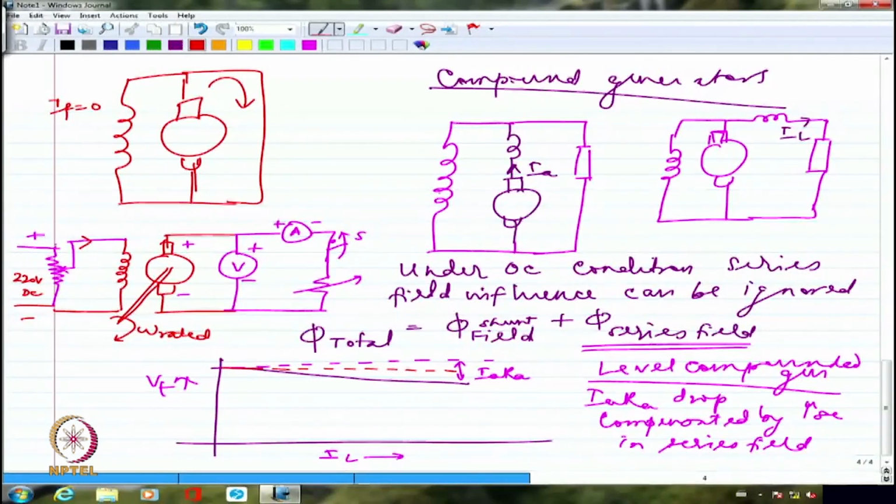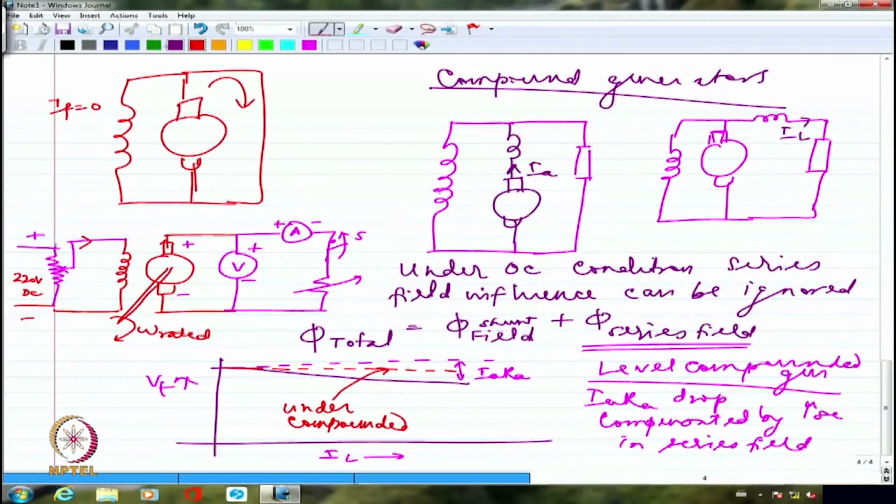So the series field influence is not good enough to completely compensate for the IaRa drop, but it is partially compensating. Then we call that an under-compounded generator. I am not really providing the complete compensation for the IaRa drop. I am only providing partial compensation. So I would call this under-compounded.